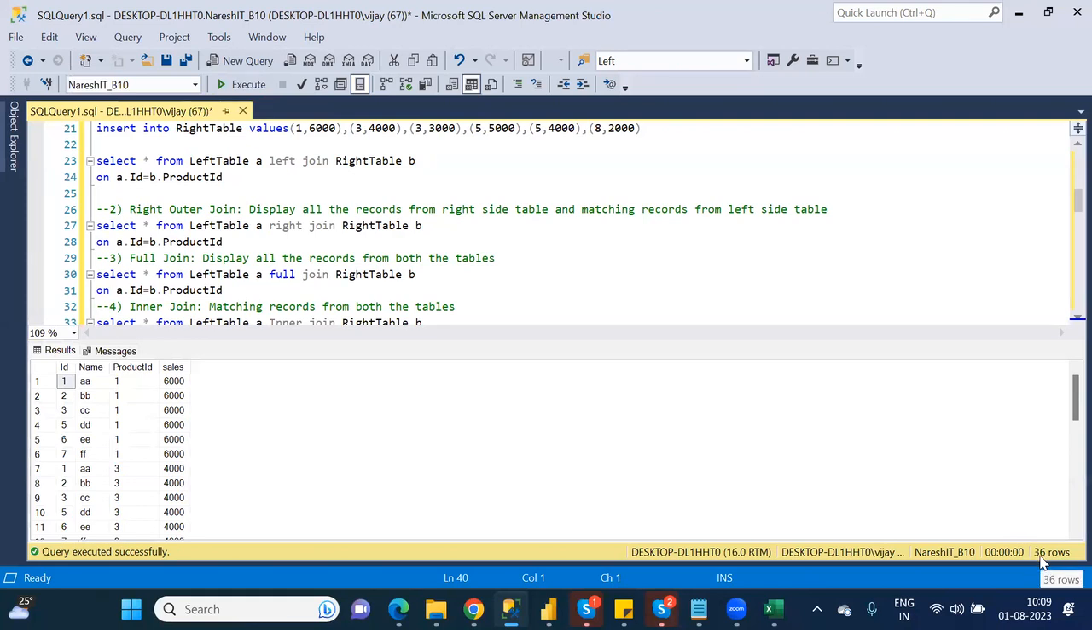Understand clearly or not? Each and every record in the left table is matched with all the rows in the right side table. First row is matched with all the rows in the right side table. Second row is matched with all the rows, like that 36 rows will be displayed. Understand clearly or not? Any doubts in this one?